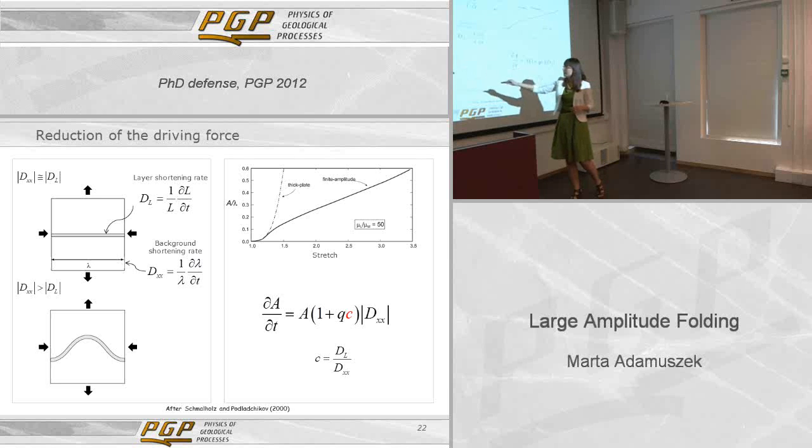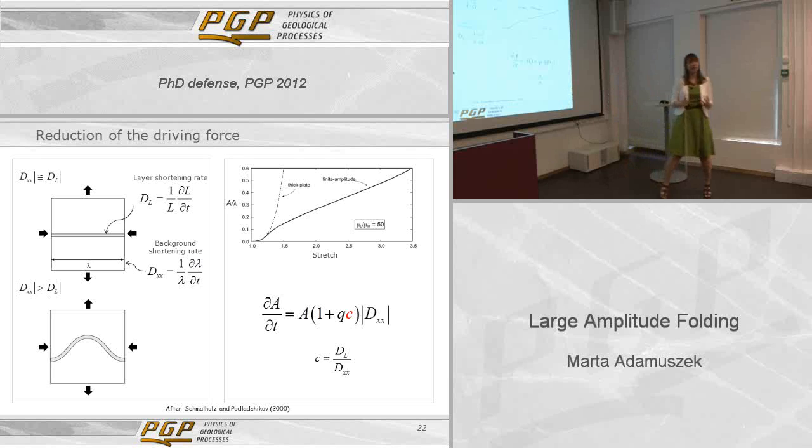However, as the layer starts to deviate from being horizontal, the rate of arc length shortening is smaller than the rate of background shortening. And this causes the slowdown of this exponential growth. And by smaller, I mean smaller in the absolute value. And this factor I would refer to as the correction factor.